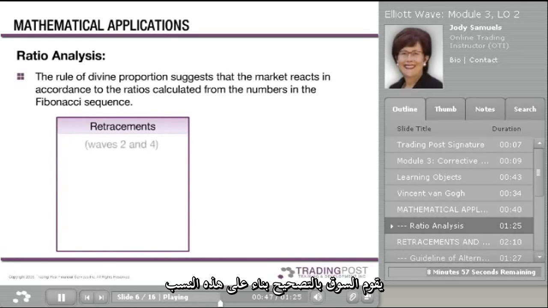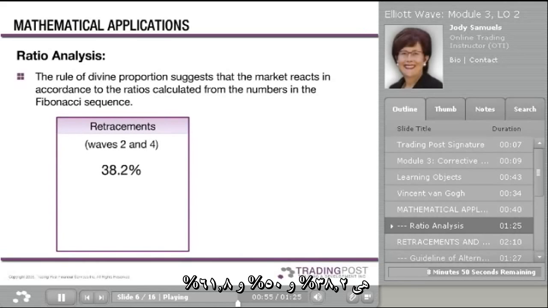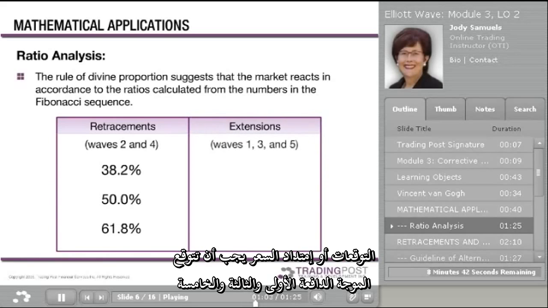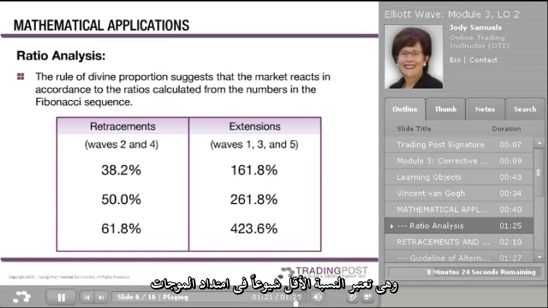Markets retrace in accordance with these ratios. The most common retracements for corrective waves 2 and 4 are 38.2%, 50%, and 61.8%. Projections or extensions have to do with projecting the impulsive waves 1, 3, and 5. Common wave extensions are 161.8%, 261.8%, and 423.6%, which is the least common and only occurs in extended waves.